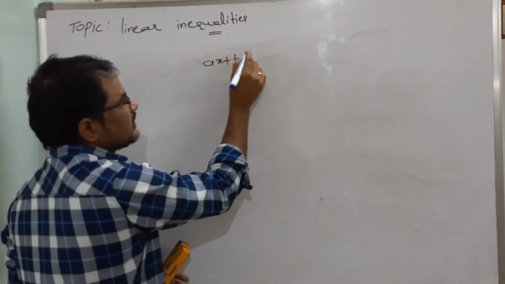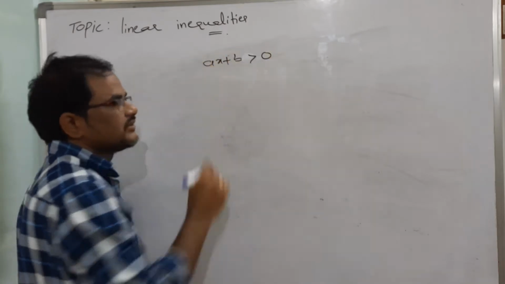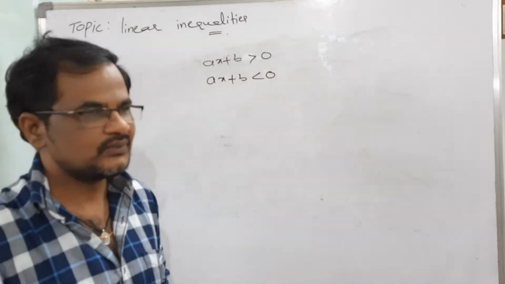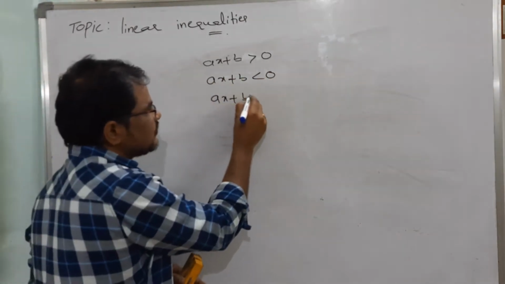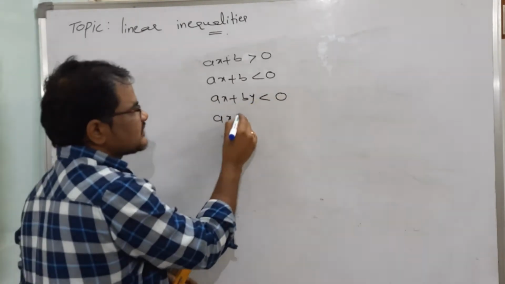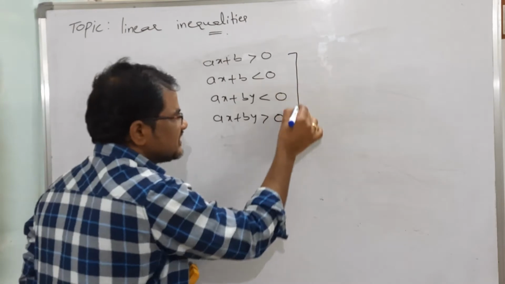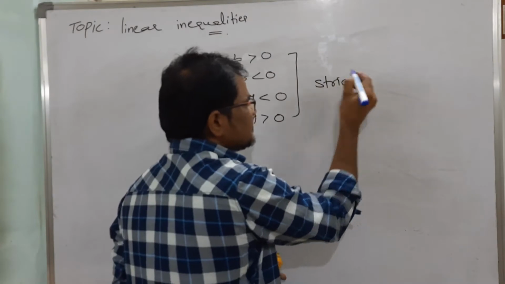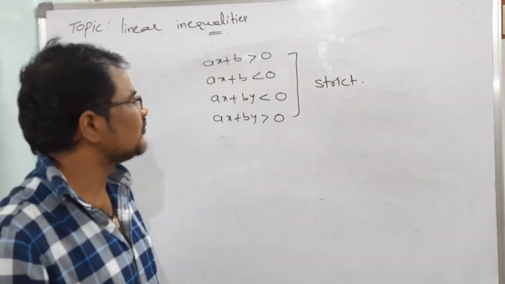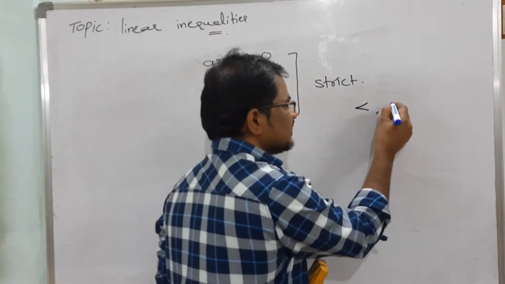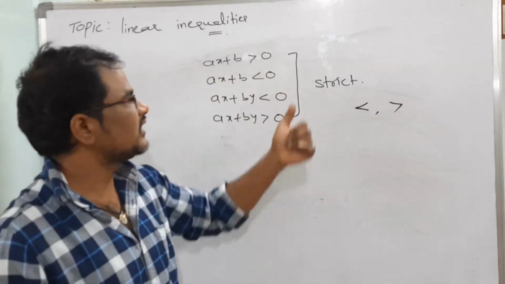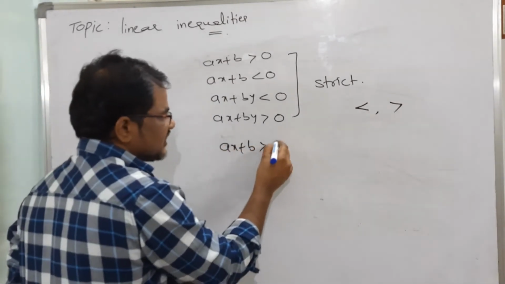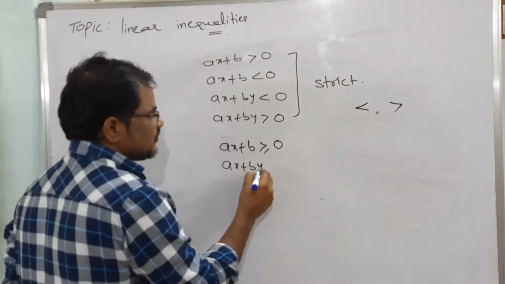Next one: ax + b > 0, ax + b < 0. Next, ax + by < 0, ax + by > 0. This type of inequality is called a strict inequality. It means inequalities involving only the symbols less than and greater than are called strict inequalities.